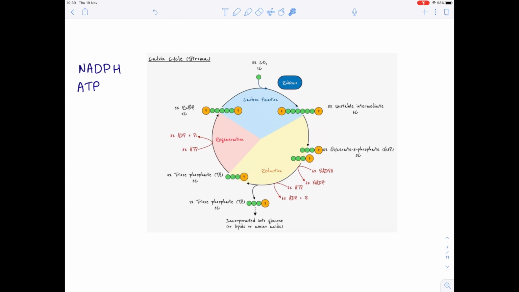Now, some of that triose phosphate is used to make glucose primarily, or lipids, or amino acids. The rest of it is used to regenerate RuBP. And so we're ready for another turn of the Calvin cycle. Now I want to show you some past exam questions so you can have a real idea as to how you're going to be tested on this.